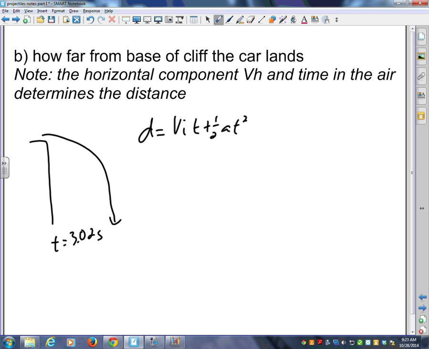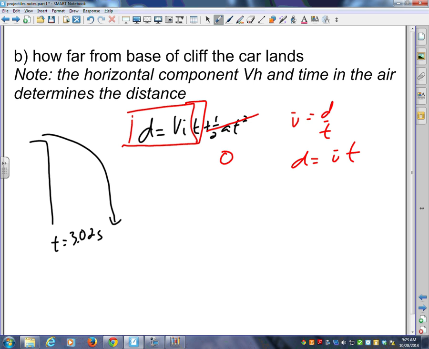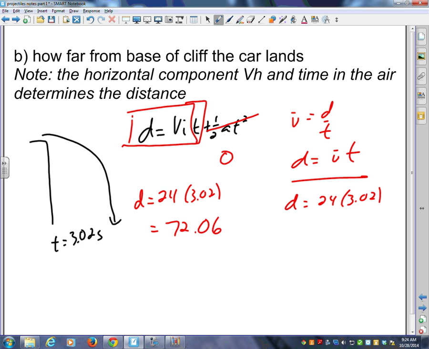There's no horizontal acceleration. But I guess you could say that just means that it's 0, and that just sort of disappears, right? And basically what you've got here is d equals VIT. Is that not really the same as that? It is, isn't it? So I don't care whether you use this or use that, you're still going to get 24 times 3.02. 72.06 meters. Is that right?